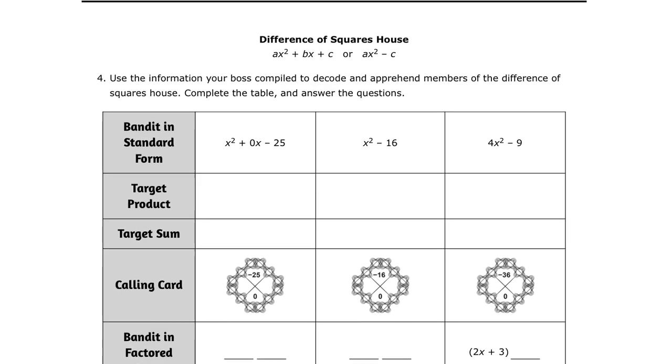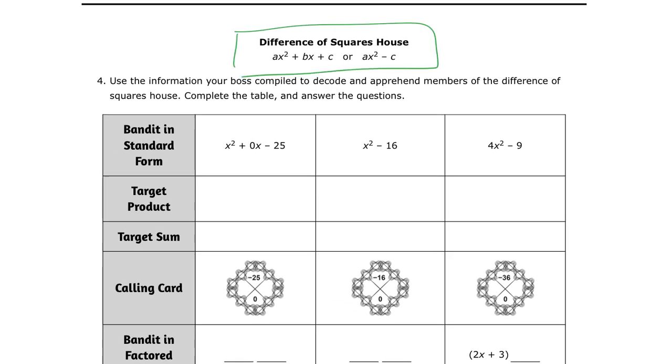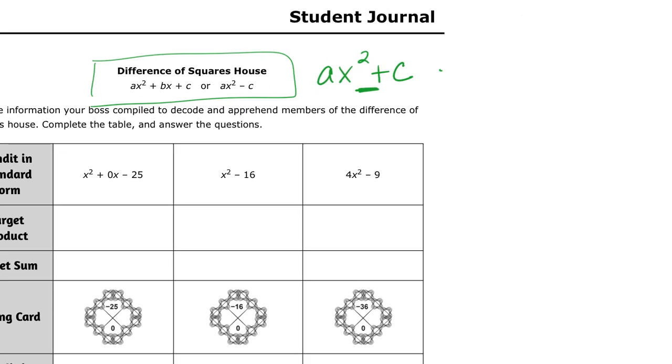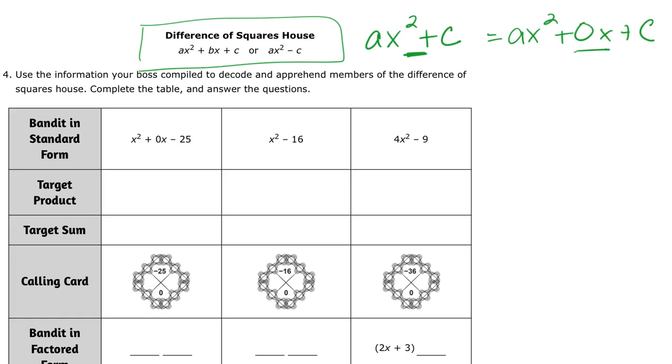All right, now we're going to look at what we call the difference of squares. In this case, a lot of times your binomial is only going to be this. So that middle piece is missing, but it really isn't missing. What this means is it's ax squared plus 0x plus c. So b, or that sum, has to be 0.